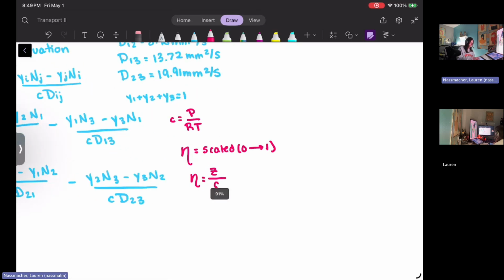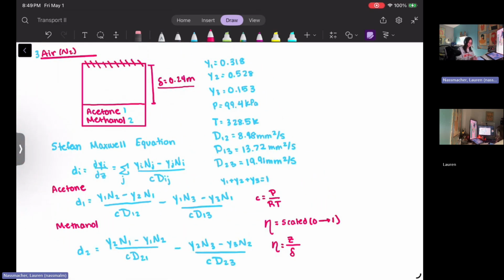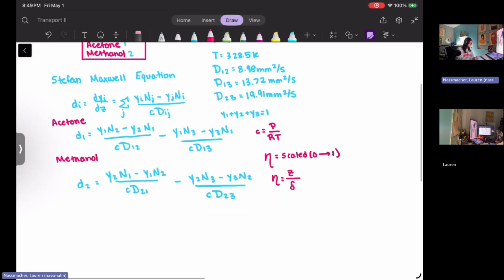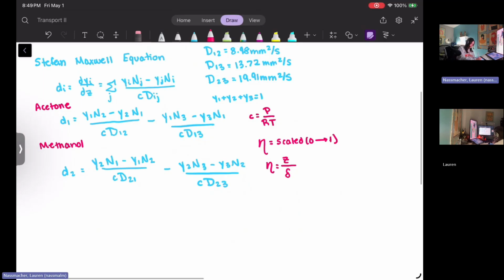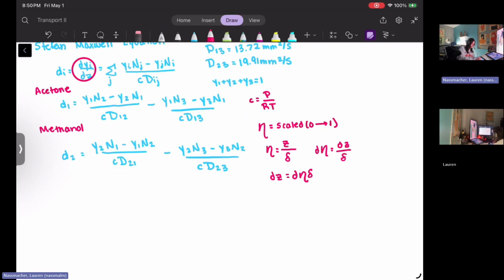And that'll be out of 1. So the moment that z gets to 0.24, it equals 1, right? Our n equals 1. And we can use that, and we can say that our change in z is equal to our change in n multiplied by our thickness, since our change in n equals change in z divided by our thickness. So now we'll substitute n in for dc, and we find that the change in our molar fraction of I divided by the change in n is equal to the change in our molar fraction of I divided by the change in z multiplied by our change in z over our change in n.